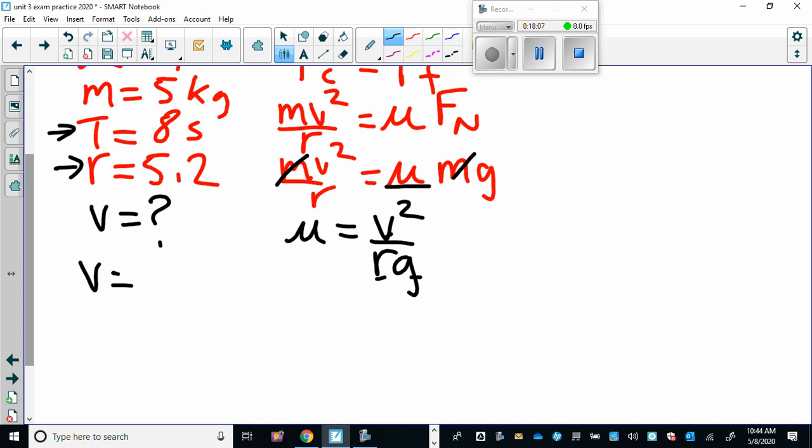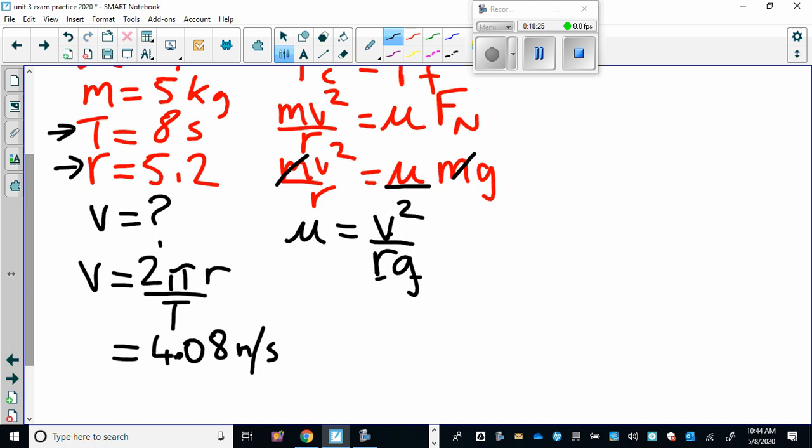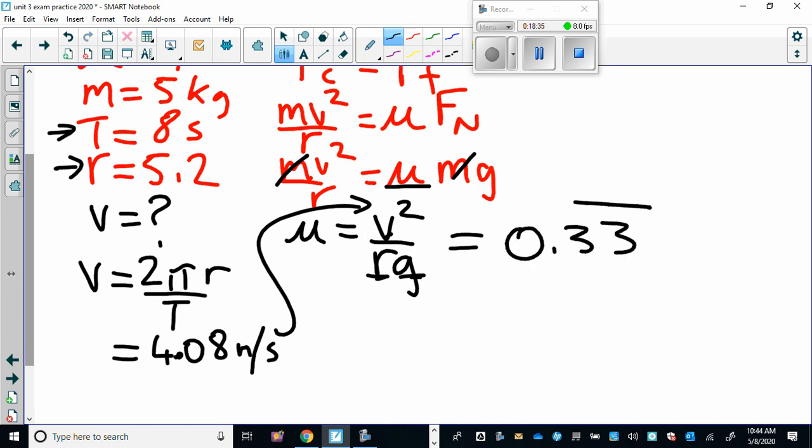And we can use v equals 2 pi r over t to calculate that velocity, which I'm just going to tell you the answer. 2 times pi times 5.8 divided by 8 is 4.08 meters per second. And now we can plug that velocity in, and radius and gravity, and it turns out we get an answer of 0.33. And remember, the coefficient of friction has no units. So that's the answer to that question.